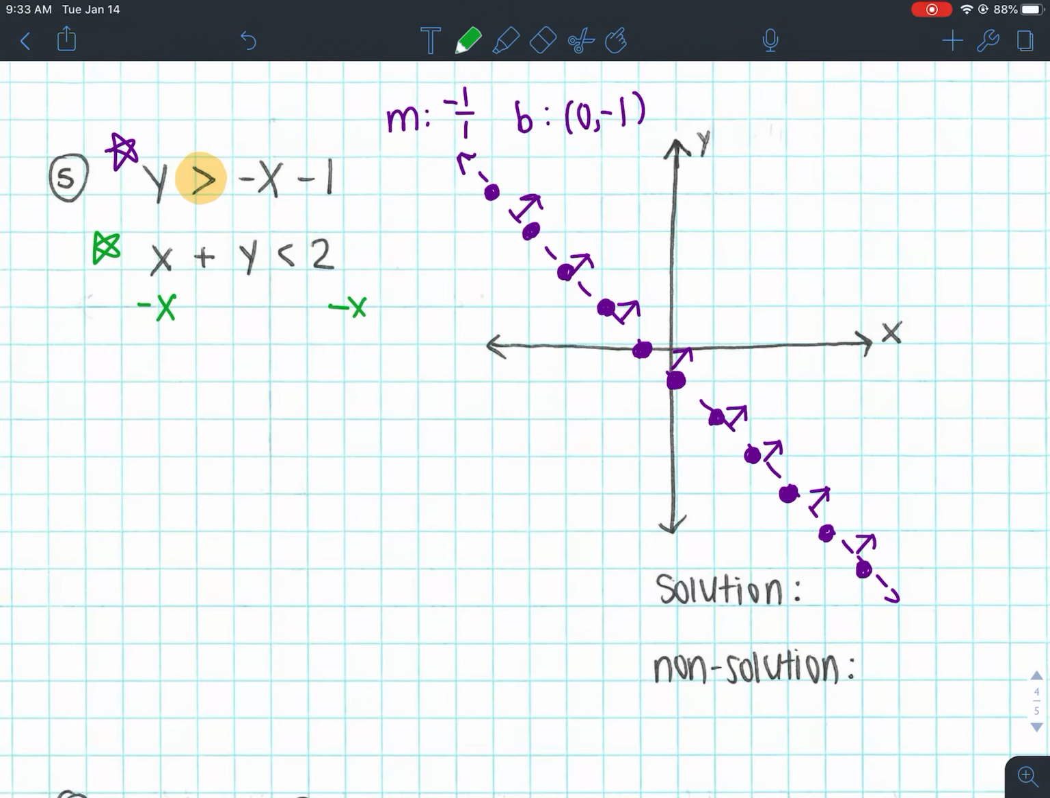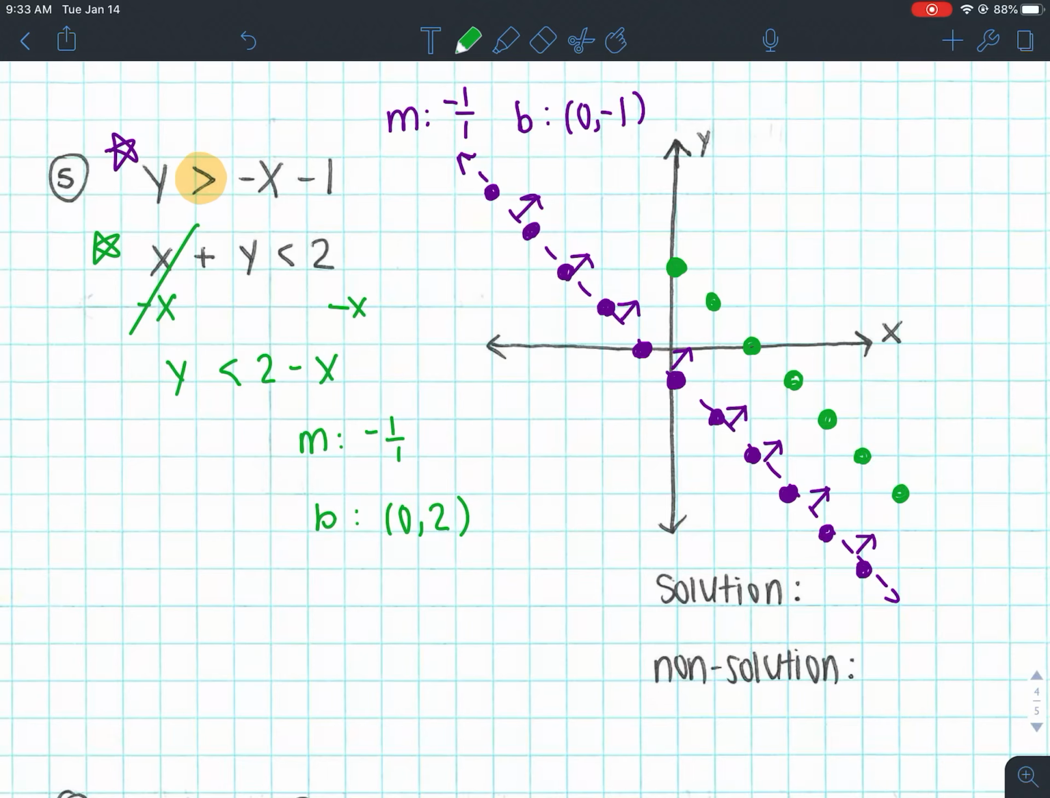So I'm going to subtract x because we know y is not by itself. We have y is less than 2 minus x. Our slope here is -1/1, and our y-intercept is (0, 2). So we plot a point at 2, and then we go down 1/1: down 1, to the right 1. So we just keep going.